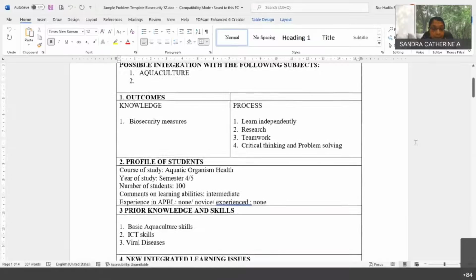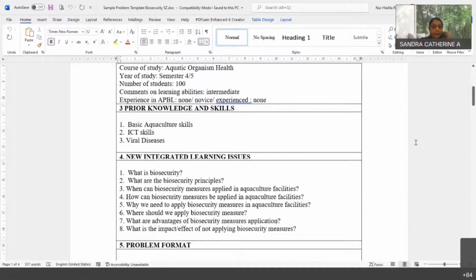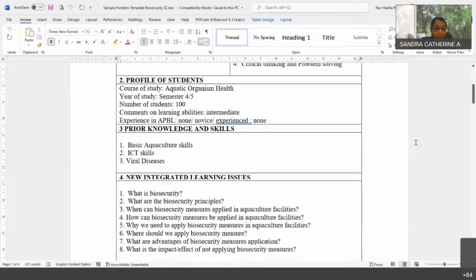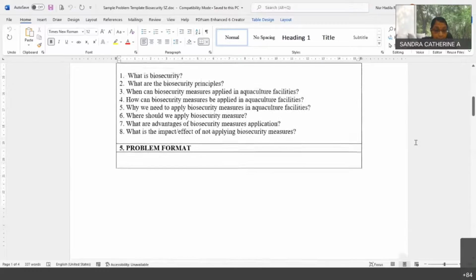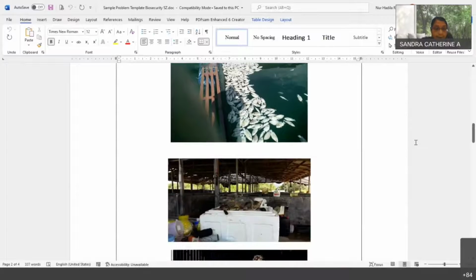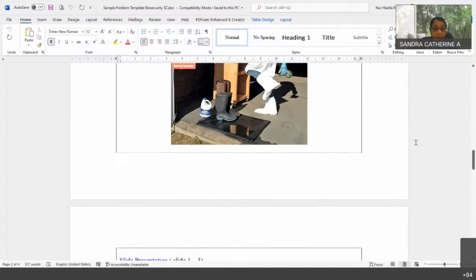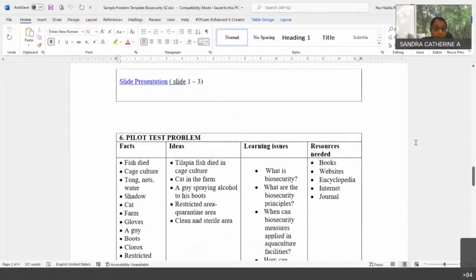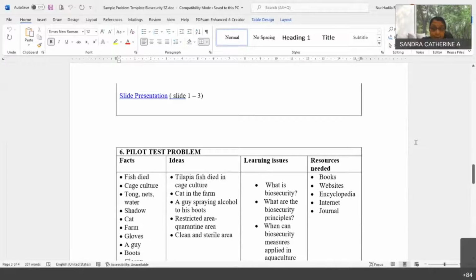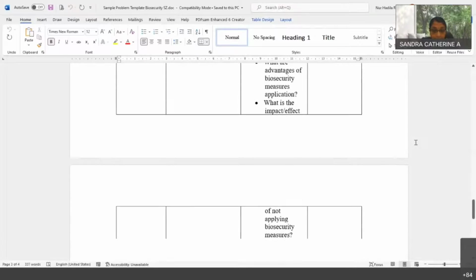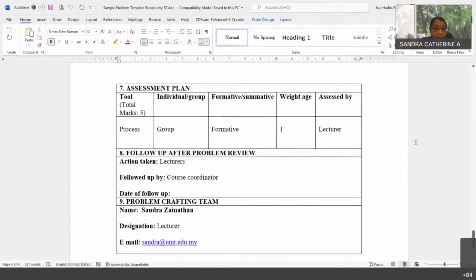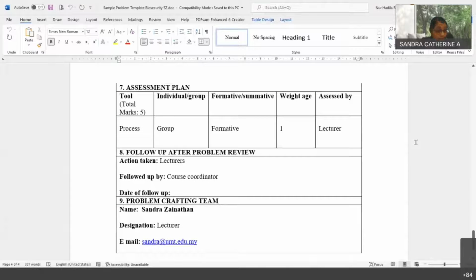A bit lower, Dila. So these are the learning issues that we want them to achieve. Lower again. This is the one, it's quite similar to the other one. So what trigger you would like to use and all that. Okay, it's quite similar. Lower again, please. So I can give this later, and here you can plan for the assessment plan: whether you want it to be individual or group assessment, what assessment you're going to do, formative or summative, and all that.